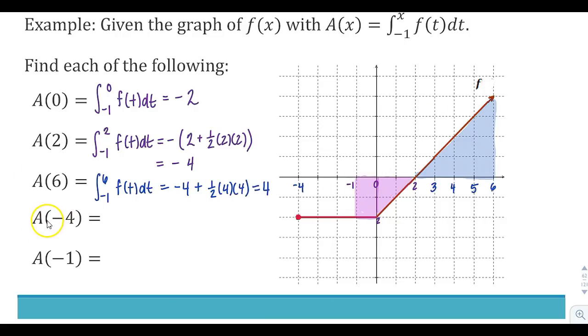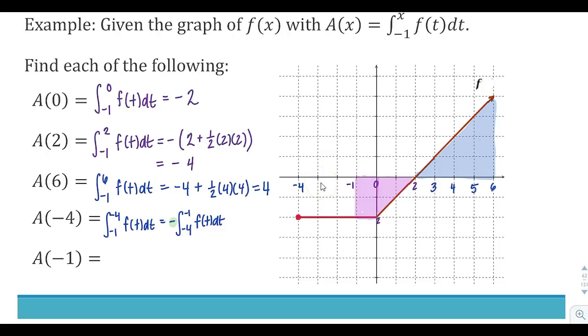The next one is asking us to find A of -4. So we have the integral from -1 to -4 of f of t dt. But automatically I should notice that the limits of integration don't go from least to greatest. The bottom should be the smaller number. So if I want to switch that, then I'm going to have negative the integral from -4 to -1 of f of t dt. I don't want to forget about that negative in the front. So now I'm looking for the area from -4 to -1.